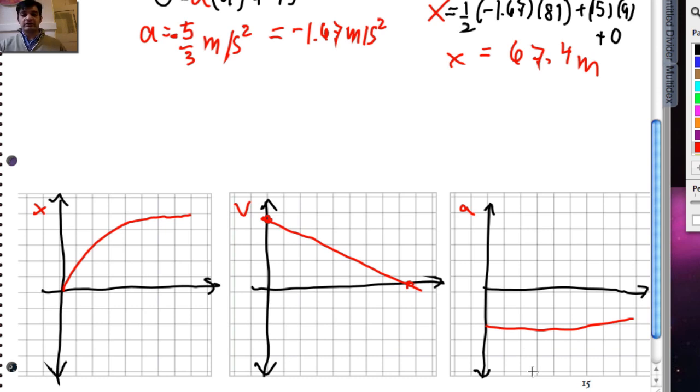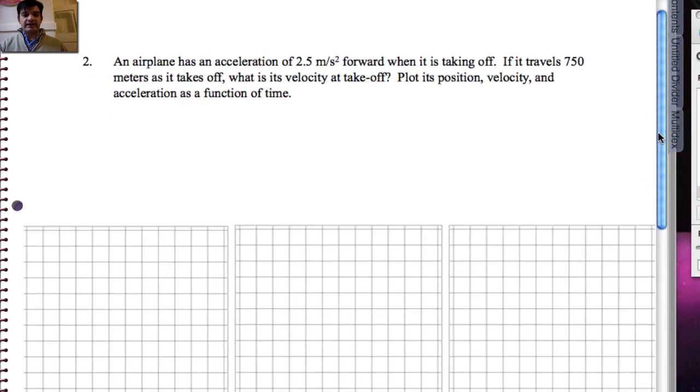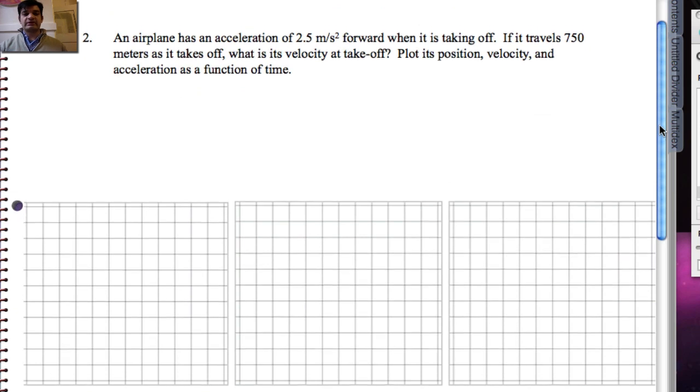Excellent. So that's it for that problem. Moving on to the next one. We have an airplane taking off with an acceleration of 2.5. At this point, I almost want you to be just kind of half reading and putting acceleration as a. You say it travels 750 meters, so we'll put this as x final. X naught is going to be 0. We want to know its velocity at takeoff, so that's v. We're going to assume it starts from rest because they don't tell us the starting velocity, so we'll assume that v naught is 0.